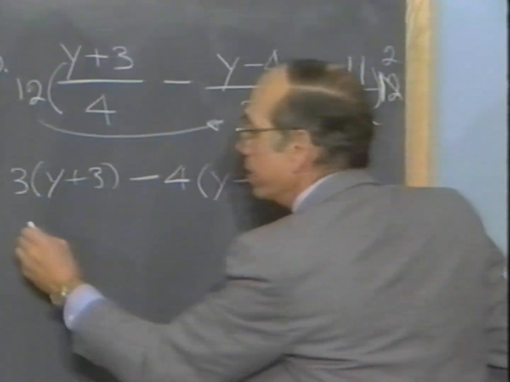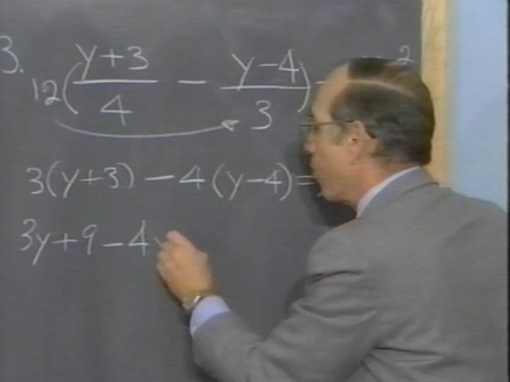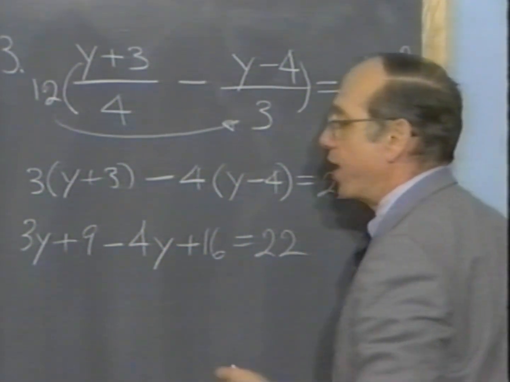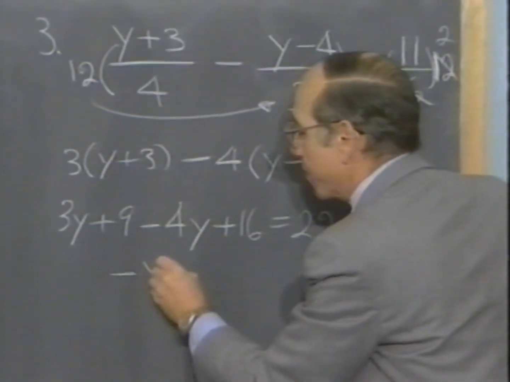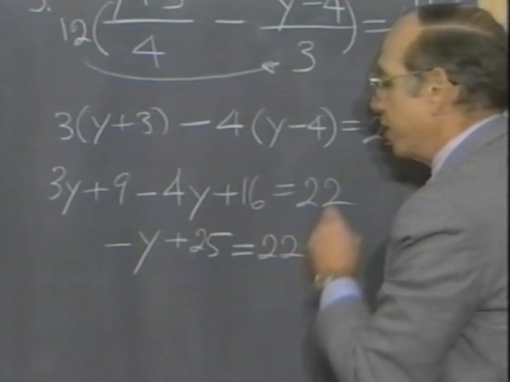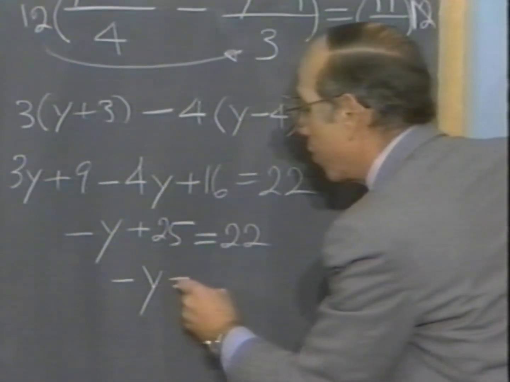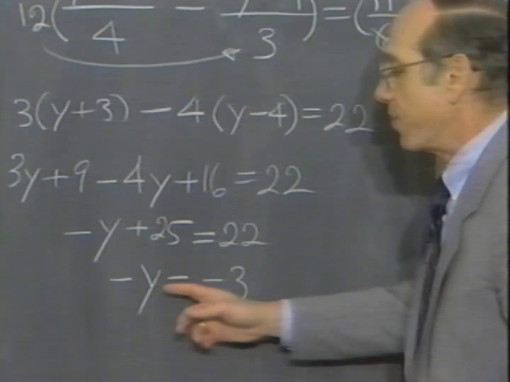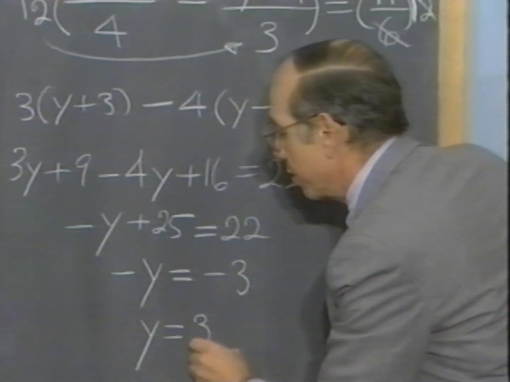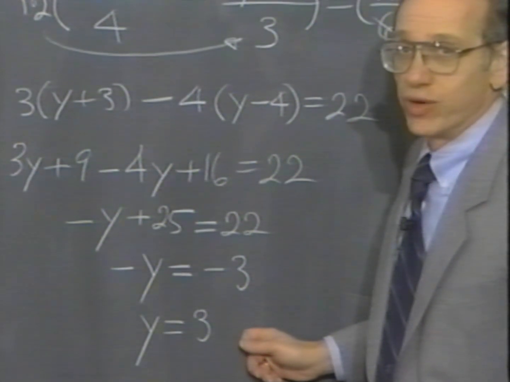All right, let's expand. This is 3y plus 9 minus what? 4y minus 4 times minus 4 is plus 16 equals 22. Combine like terms. 3y minus 4y is minus y. 9 plus 16 is 25 equals 22. Subtract 25 from both sides of the equation and get minus y equals minus 3. And of course, if minus y equals minus 3, we've seen this many times in the past, y is simply equal to 3. So the solution is y equals 3, and you should really check this before you stop.